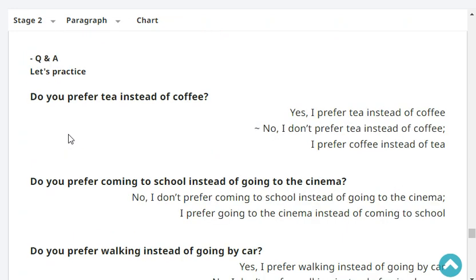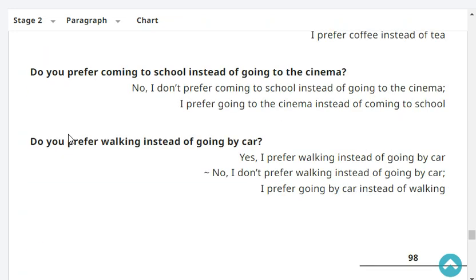Do you prefer coming to school instead of going to the cinema? No, I don't prefer coming to school instead of going to the cinema. I prefer going to the cinema instead of coming to school. Very good.